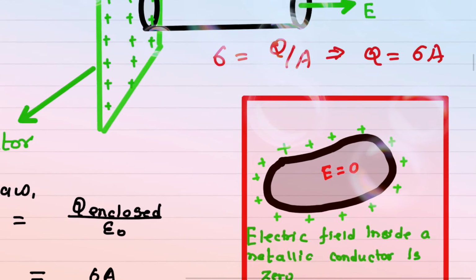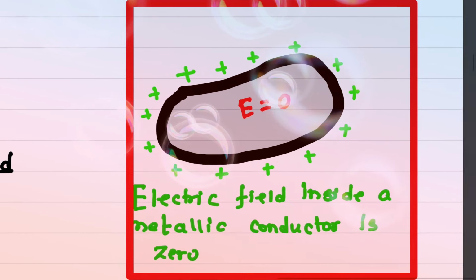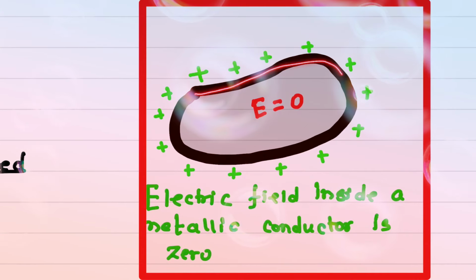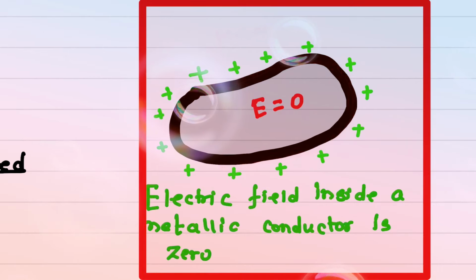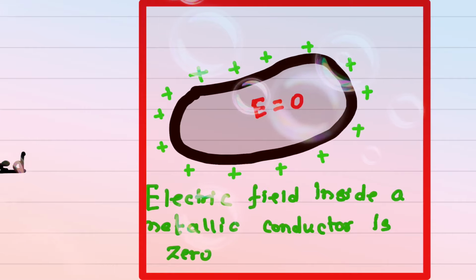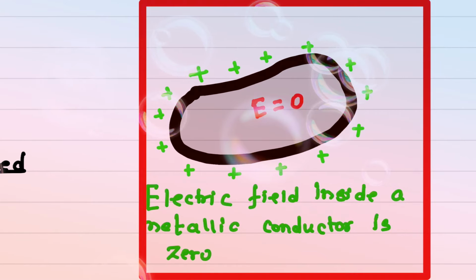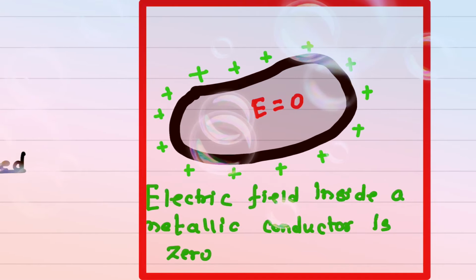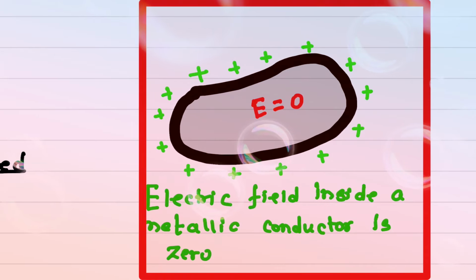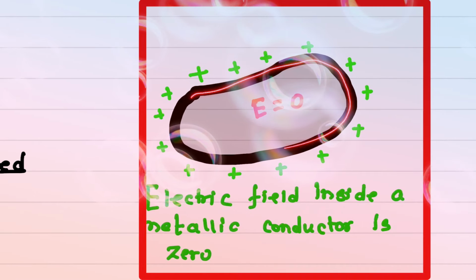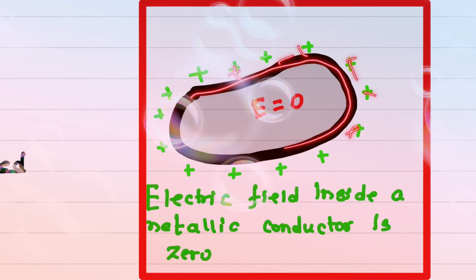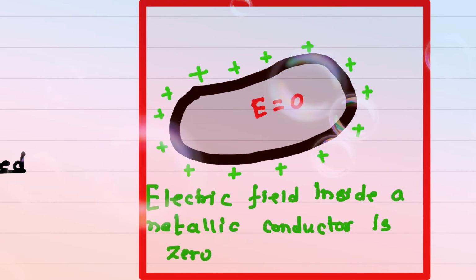First thing, let me tell you one thing here. Let's say you have a metal conductor here. This is a metal, and this is positively charged. If a metal is charged, then the electric field only resides on the outer surface. So here the charges will only be on the surface of the conductor.